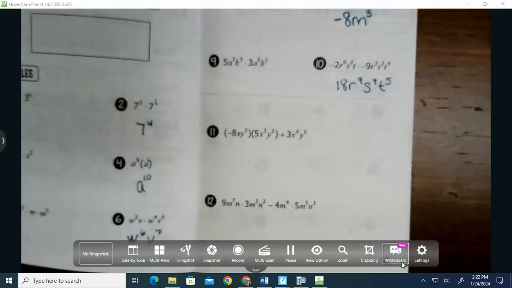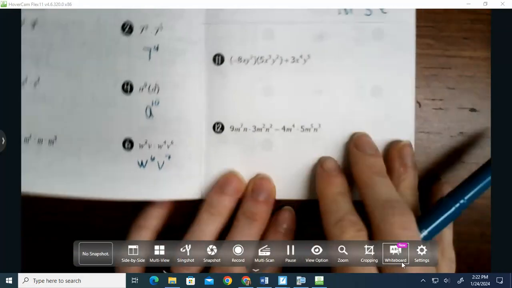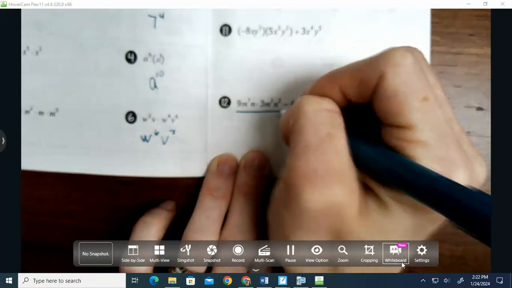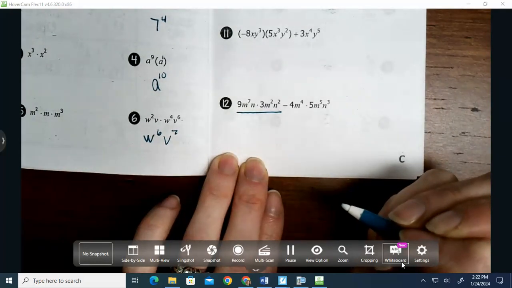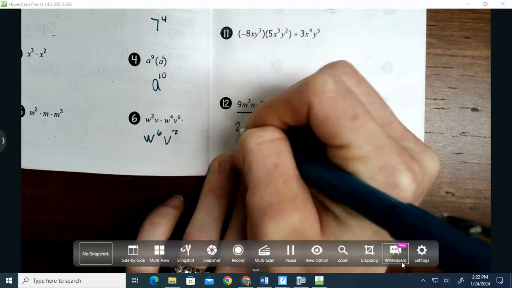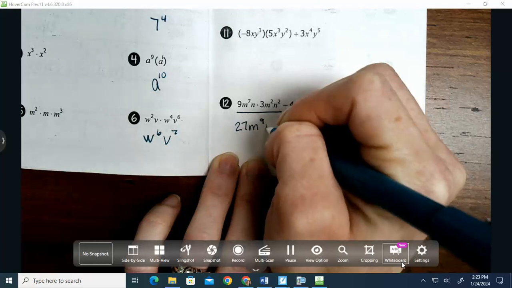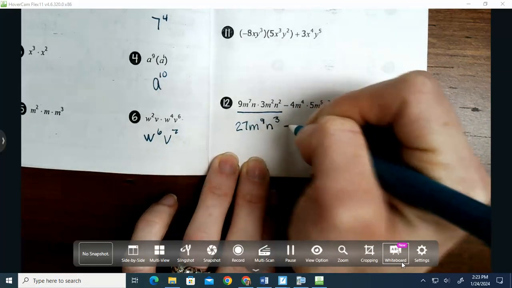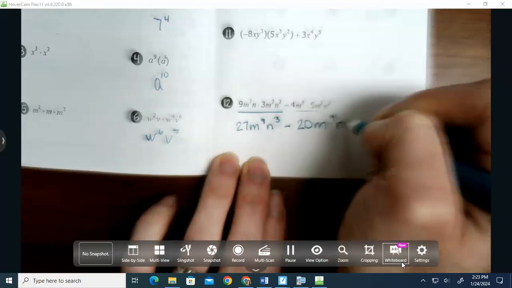All right, take a look at number 12. Do you guys know what we would do on that one? Where would we begin on number 12? The multiplication. Order of operations, you multiply before you add or subtract. So if I'm multiplying these first two, what would that give me? 27 m to the 9th n to the 3rd. Minus, when I do the second ones, we get 20 m to the 9th n to the 3rd.